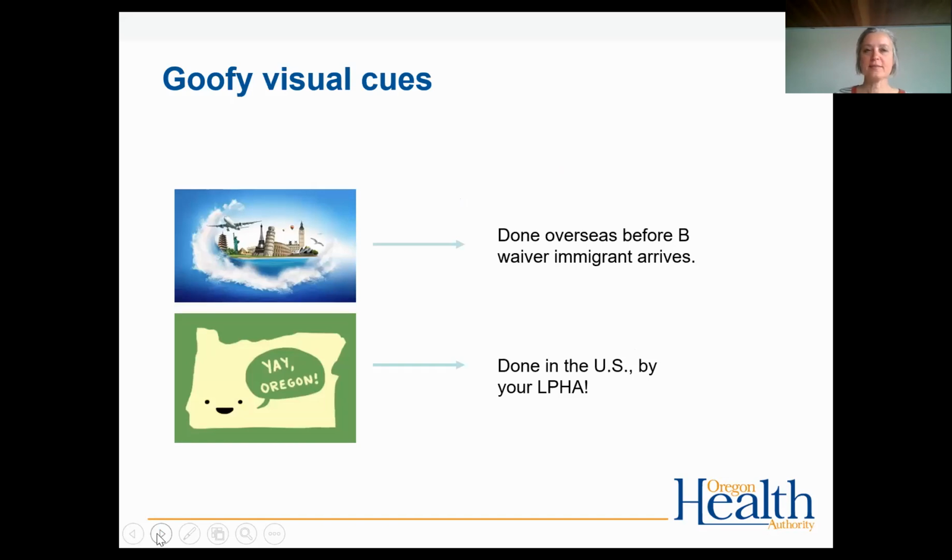So I kind of put together some goofy visual cues because this can be a little confusing. If you see the airplane, that's the screening that's being done overseas before the immigrant arrives. And then that little EA Oregon is what you all would do when the patient actually gets to the US.